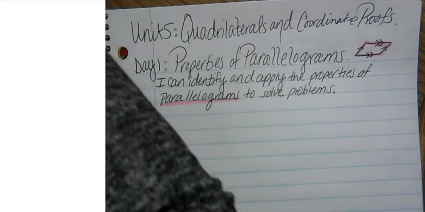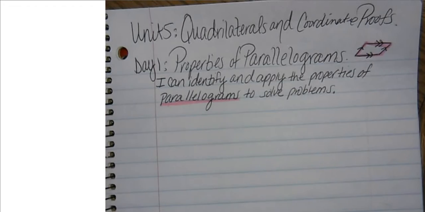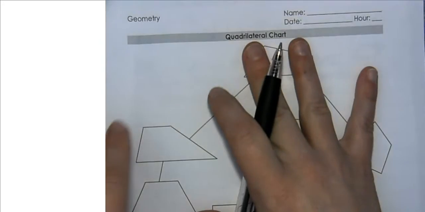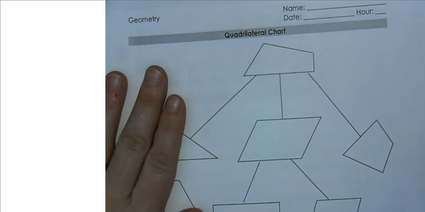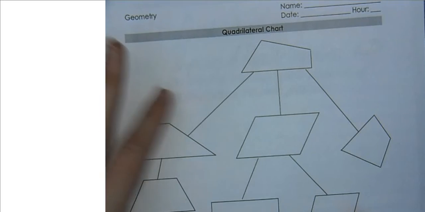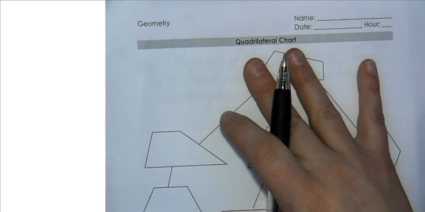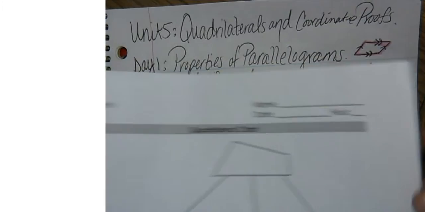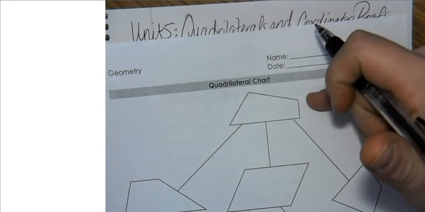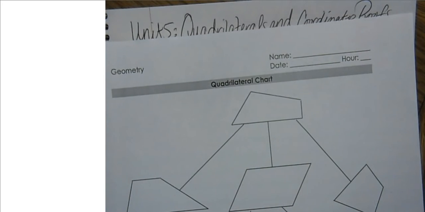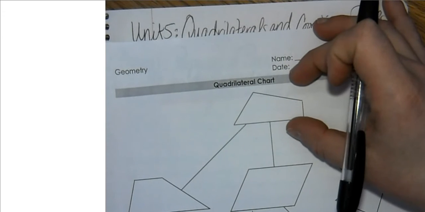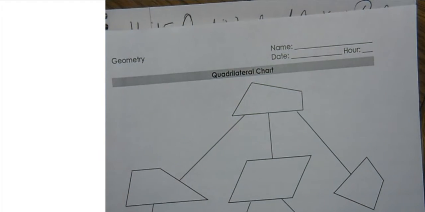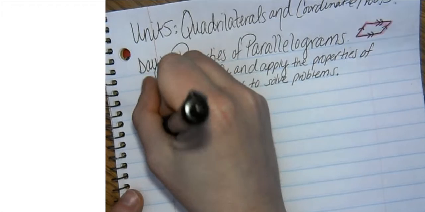Now, a quadrilateral is a four-sided figure. So we're going to be referring to this thing called a quadrilateral chart. And these are all of our very special quadrilaterals that we have. In our quadrilateral chart, you're going to see that a quadrilateral has four sides, and all of the figures that come off of that general quadrilateral shape will be more specialized quadrilaterals with their own properties. So let's go ahead and start off today by defining a quadrilateral.